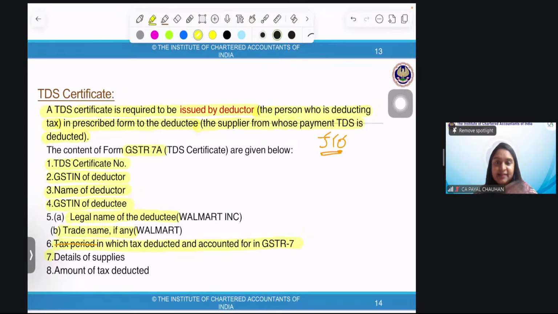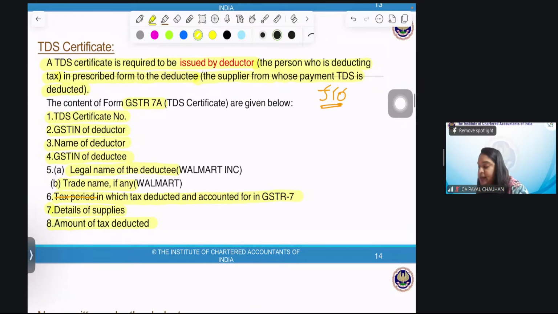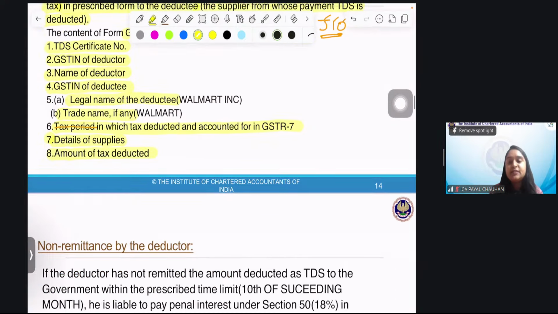Understood? Perfect. Now, we have details of supplies, of course, details of supply and amount of tax deducted. What is the amount of tax deducted? Now, till here, it is very much clear.